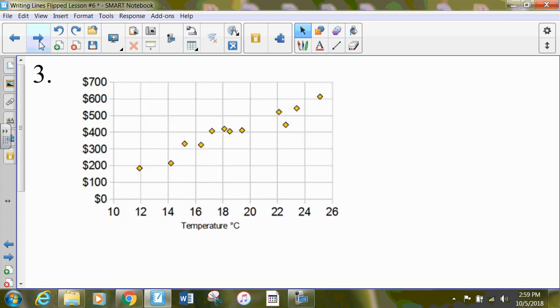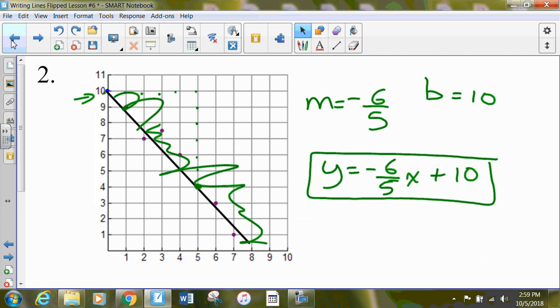All right, let's try another one. Wonder if this is a little different, right? Here we notice that the scaling is a little different. In number 2, our x-axis was going up by 1s, right? 1, 2, 3, 4, 5. Our y-axis also was going up by 1s. 1, 2, 3, 4, 5.